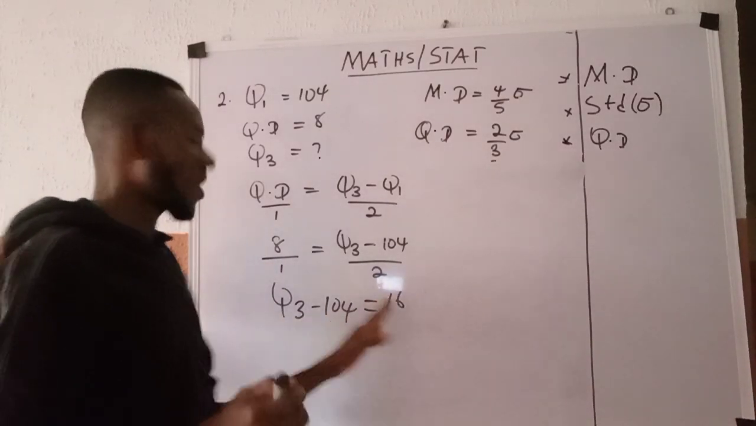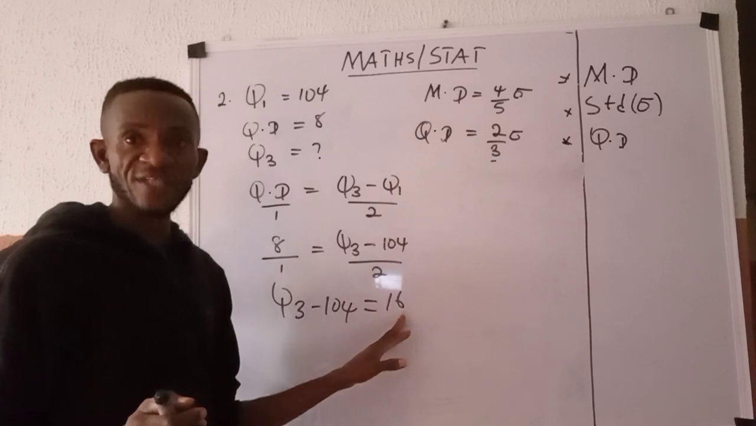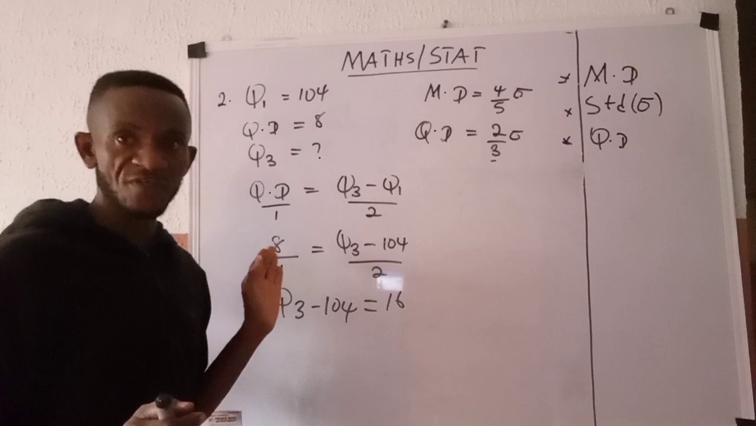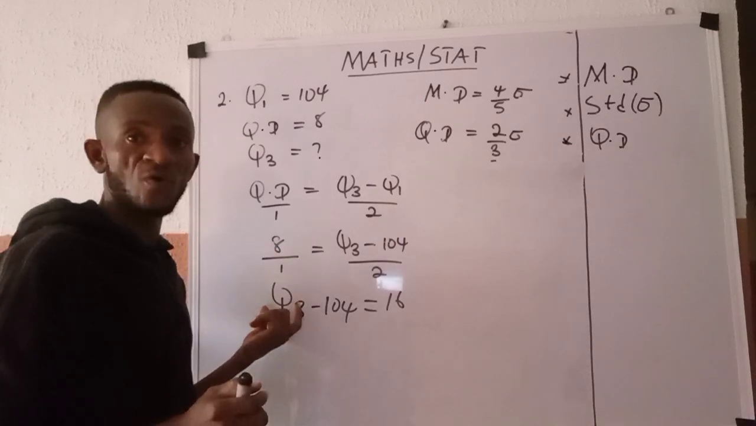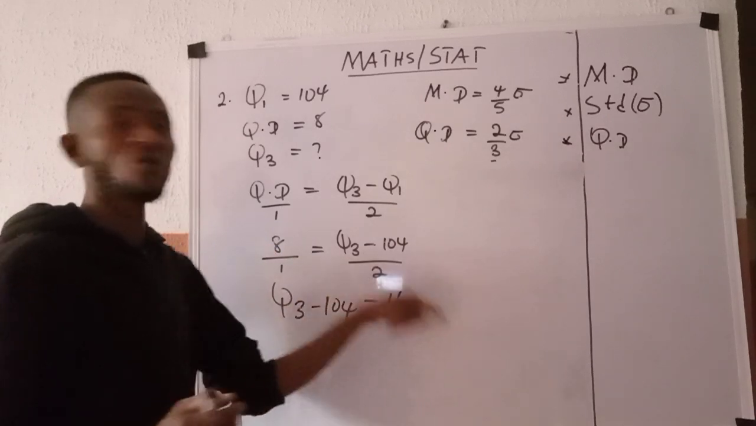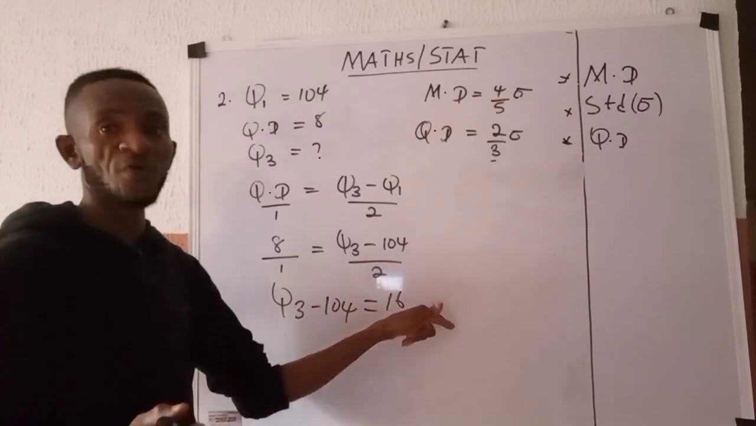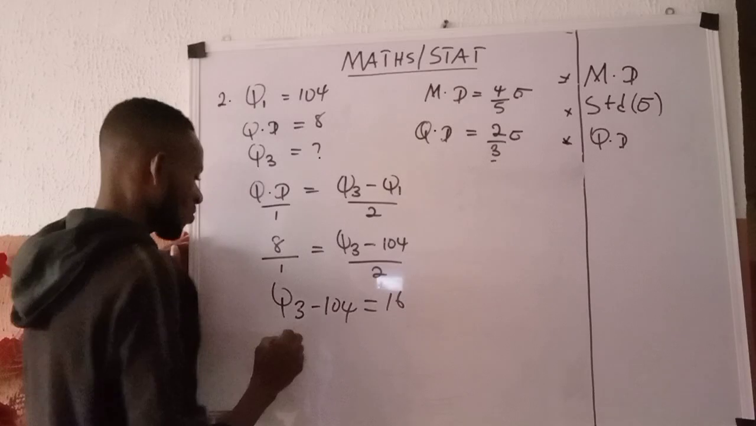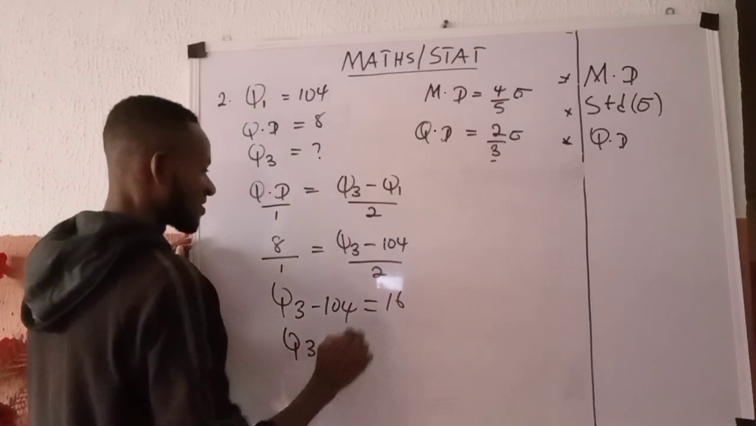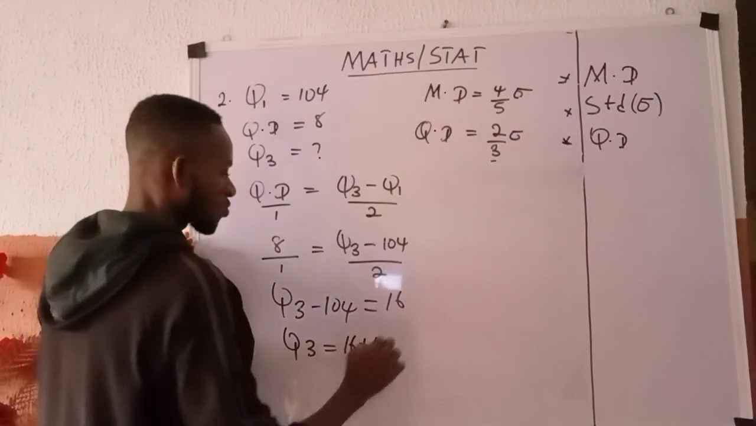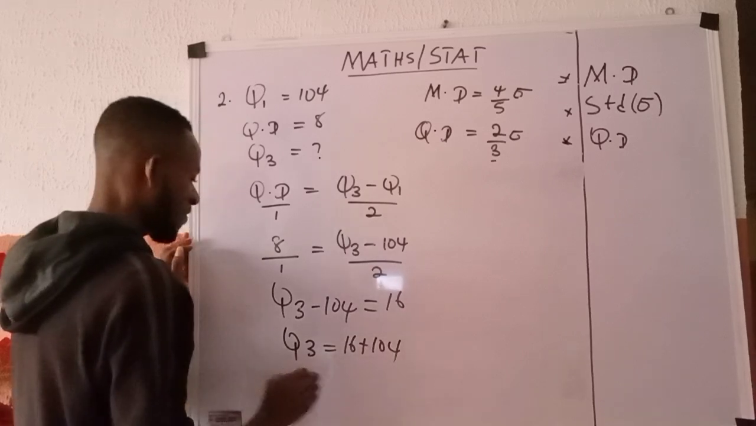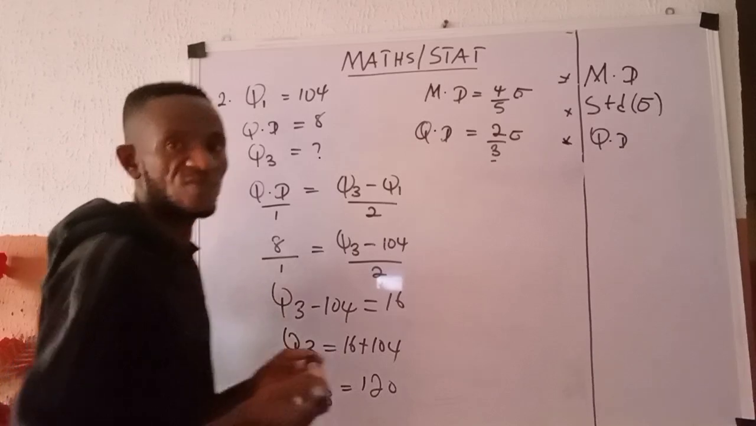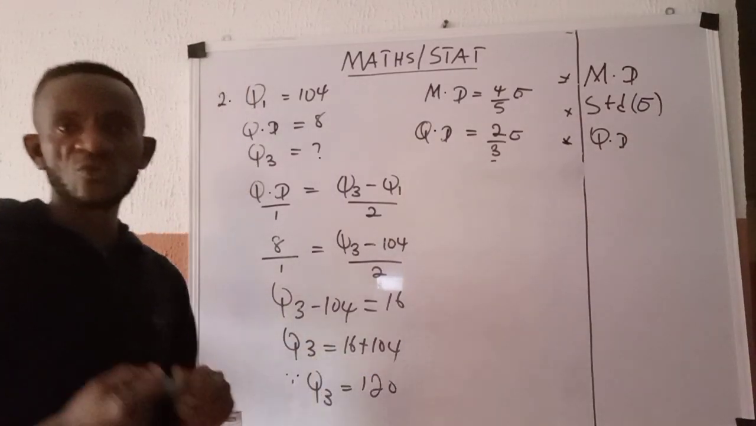Of course, this 104 and 16 are like terms because they are numbers and should be collected together, leaving the variable or the unknown, the Q3, at the left-hand side of the equation. So this 104 should be going over there, and bearing a negative sign, going over there it becomes a positive sign. So Q3 is given as 16 plus 104, and therefore my Q subscript 3 becomes 120.